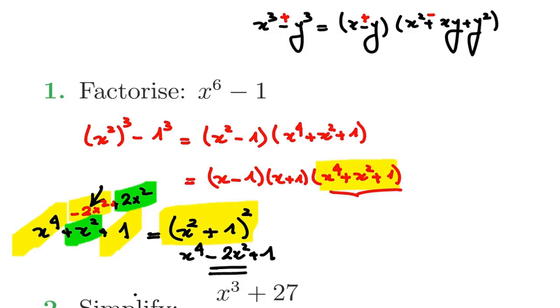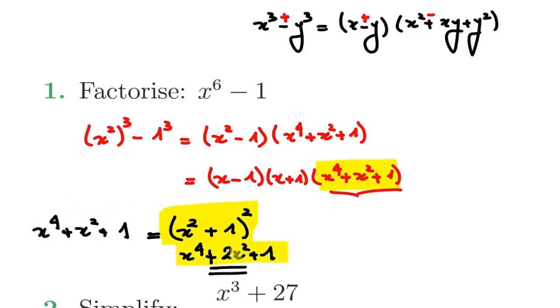Let me erase these right away. If this part is positive, the expansion gives us x to the fourth plus 2x squared plus 1. I'll erase these parts as well, and I'll erase these too. So do we have this? We have x to the fourth, we have 1, but we don't have the 2x squared here.